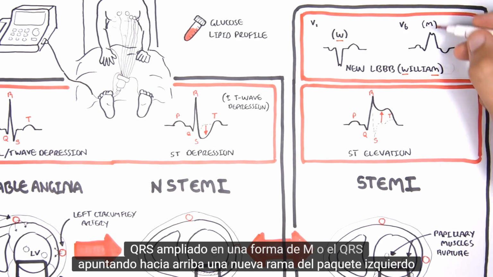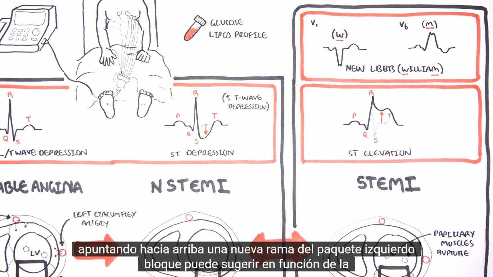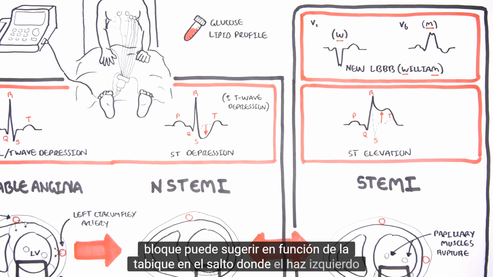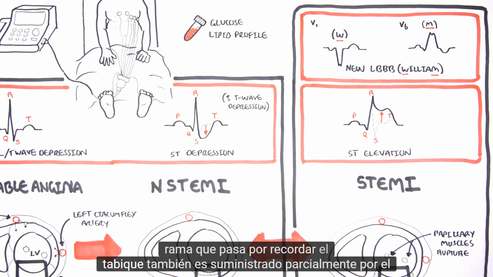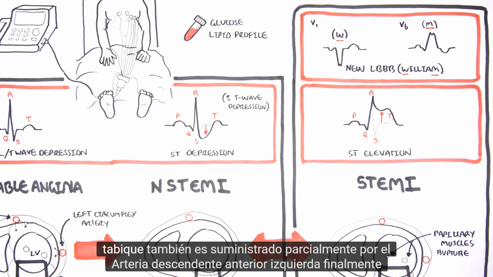A new left bundle branch block may suggest infarction of the septum of the heart, where the left bundle branch goes through. Remember, the septum is also supplied partially by the left anterior descending artery.